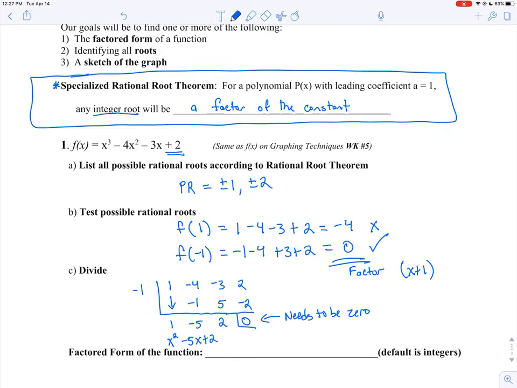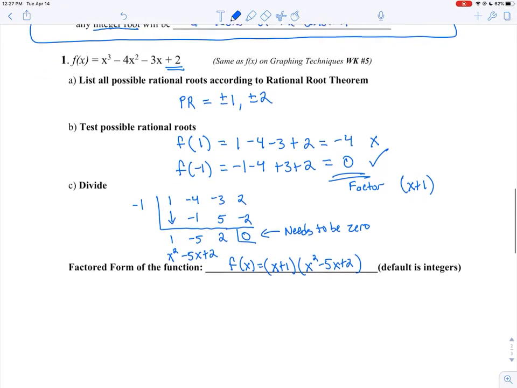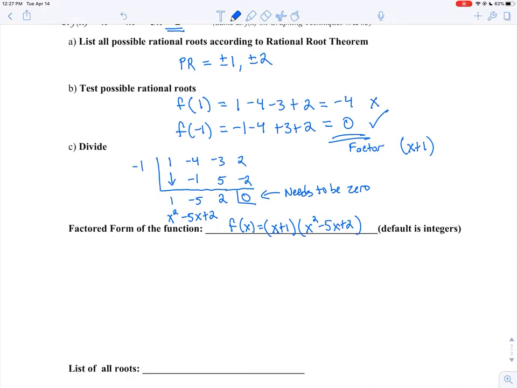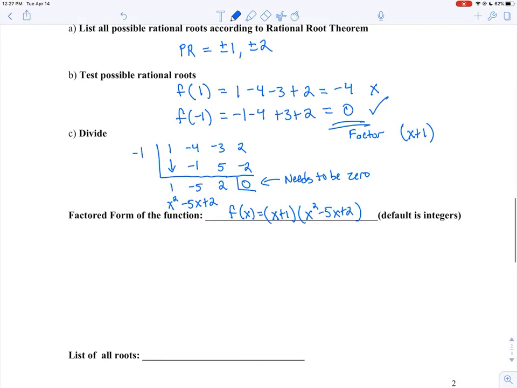So if we're rewriting this in our factored form, we could say that f of x equals, don't forget the factor that we found originally, x plus 1 times x squared minus 5x plus 2. If you could continue factoring the x squared minus 5x plus 2, you obviously would want to do that. In this particular case, we cannot. So if we're saying list all of the roots, we know right off the bat that one root is going to be the negative 1. That's the one that we found already. For the other one, this is not factorable.